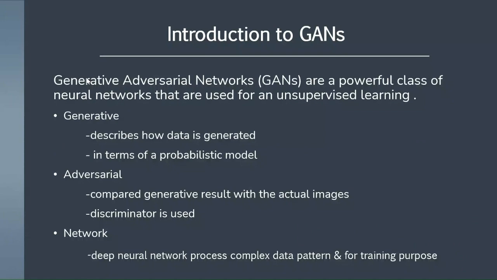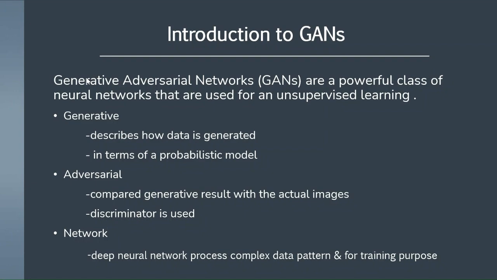Now we will see Introduction to GANs. Generative adversarial networks are a powerful class of neural networks that are used for unsupervised learning. We divided generative adversarial networks into three parts. These are generative, adversarial, and network.